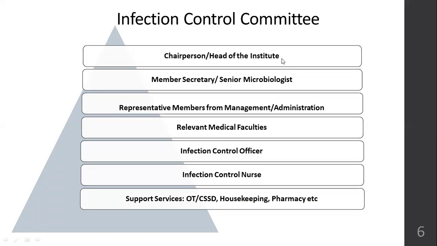So cardiology, ophthalmology, orthopedics, microbiology, all the specialties you have in a hospital. A representative from these medical faculties should be a member, at least one representative each. Then you have the infection control officers and infection control nurses. Then under them, you have the support services: OT technicians, CSSD technicians, housekeeping staff, pharmacy technicians, and all. They come under the support services. So these are the main members of a hospital infection control committee. This is the structure of the organization.